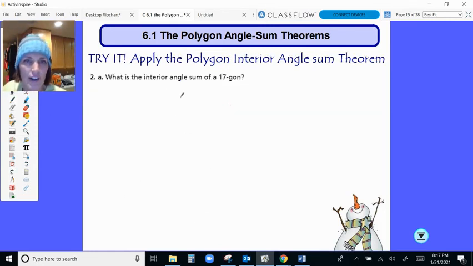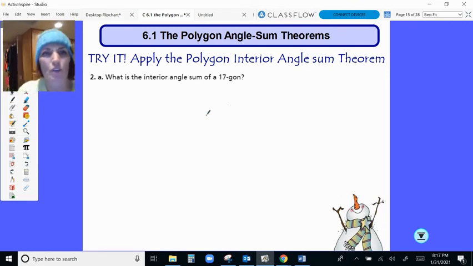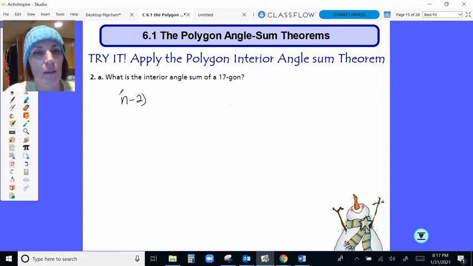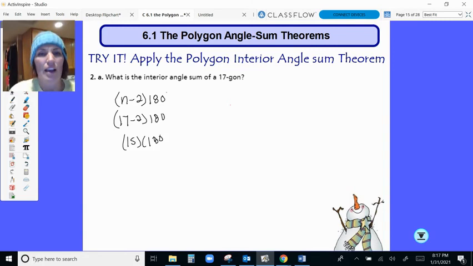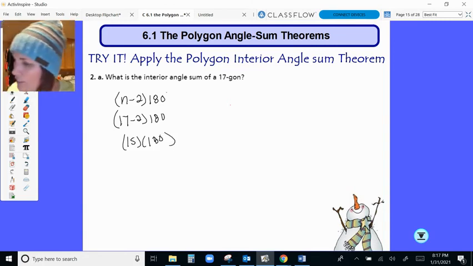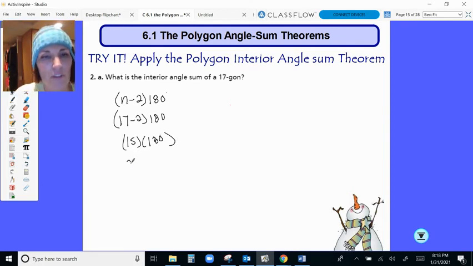Okay, what is the interior angle sum of a 17-gon? We're going to use the sum formula: n minus 2 times 180 degrees. We plug in 17, so 17 minus 2 times 180. That will be 15 times 180. And what's 15 times 180? That gets us 2,700. That is a lot of angles. 2,700 degrees. Okay?